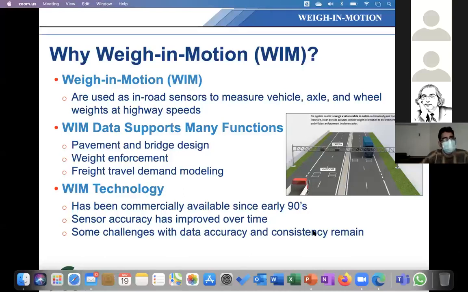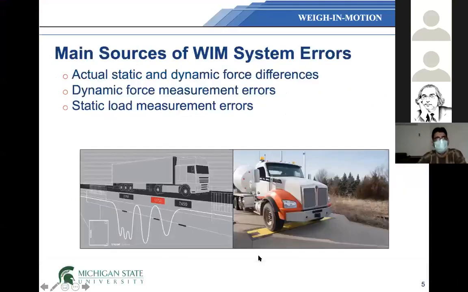There are some challenges which are related to data accuracy and consistency, and I'm going to talk about some of those issues for these sensors. Okay, so as you know, we have sensors on the road as the truck is passing through this. That's why it's called weigh in motion, because we are weighing a truck. When I say truck, it has different axles. You may have single, tandem, tridem, and quad axles. So we are going to measure the weight while the truck is moving.